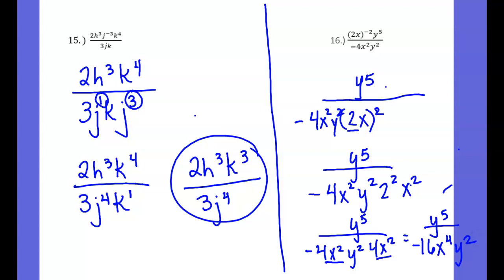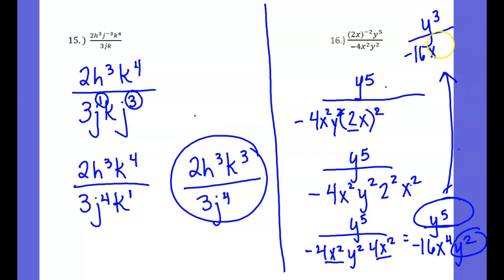Okay, but we're not done because we have 2 occurrences of the y, so we need to subtract. I'm going to write the final answer up here. y, 5 minus 2 is 3, so y to the third divided by negative 16, x to the fourth, and that would be our final answer.